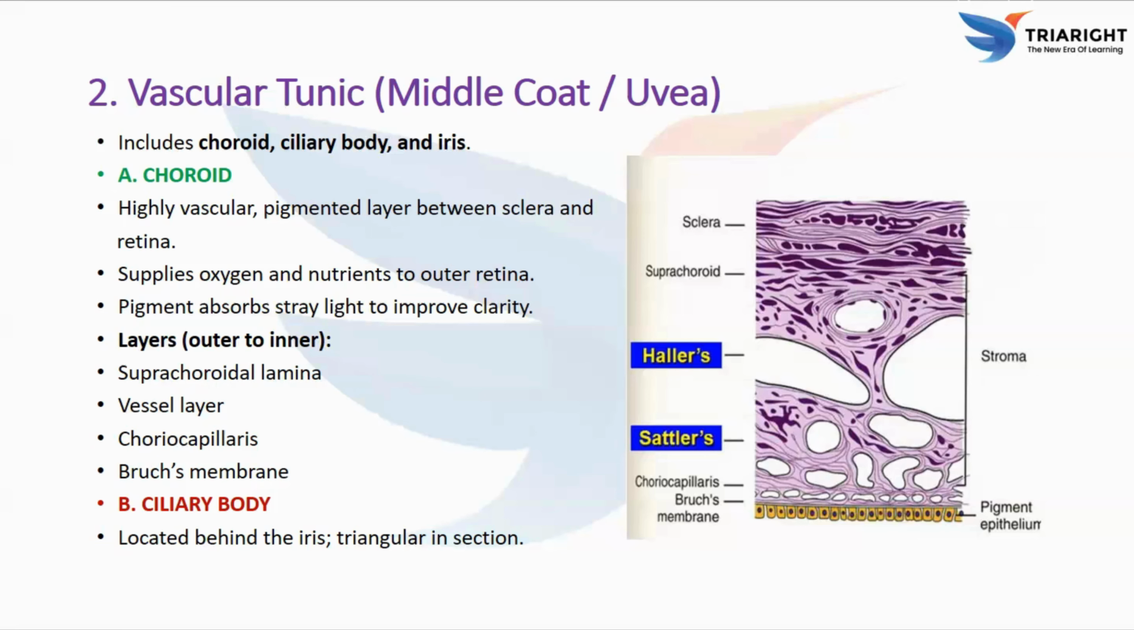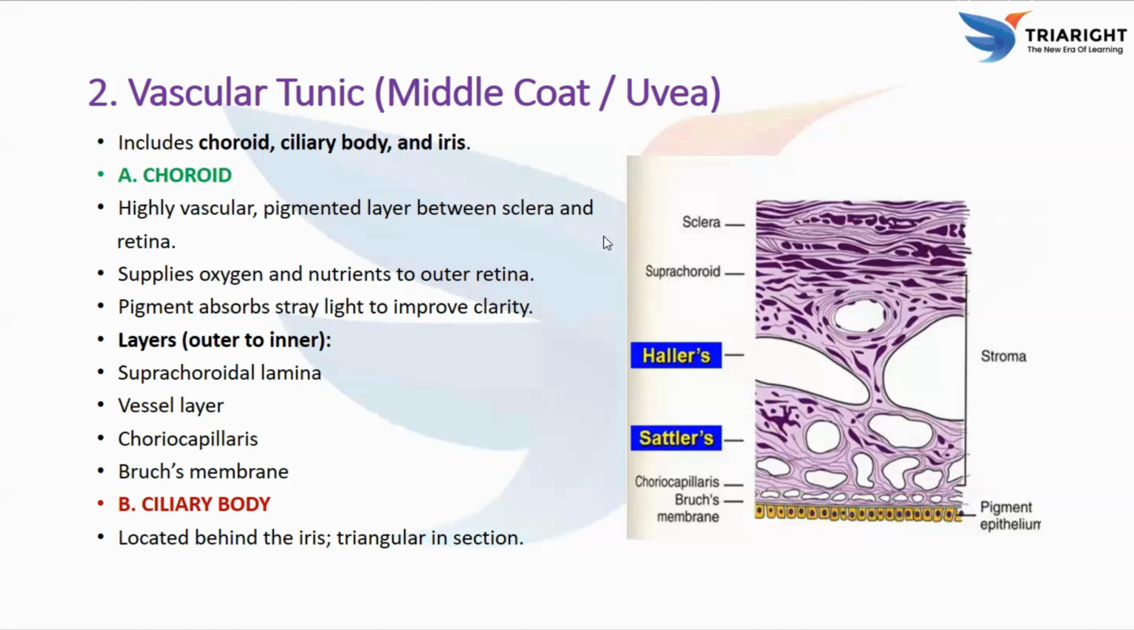So how many layers are there in the choroid? So what are the layers of the choroid? From outer to inner: suprachoroidal lamina, vessel layer, choriocapillaris, and Bruch's membrane. You can clearly see the layers of the choroid at the right side in this picture. So suprachoroidal layer over here. So this is a thin loose connective tissue between the sclera and choroid. So it allows the blood vessels and nerves to pass through.